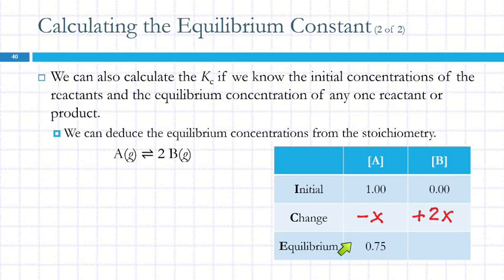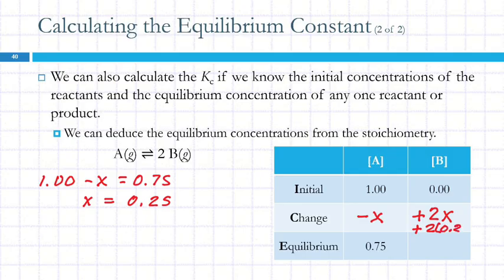Now I can look at the column where I do have an equilibrium concentration. And that is telling me that 1.00 minus x is equal to 0.75. So x must equal 0.25. So over here, we're gaining 2 times x. So this is plus 2 times 0.25. So this is going to be 0.5.